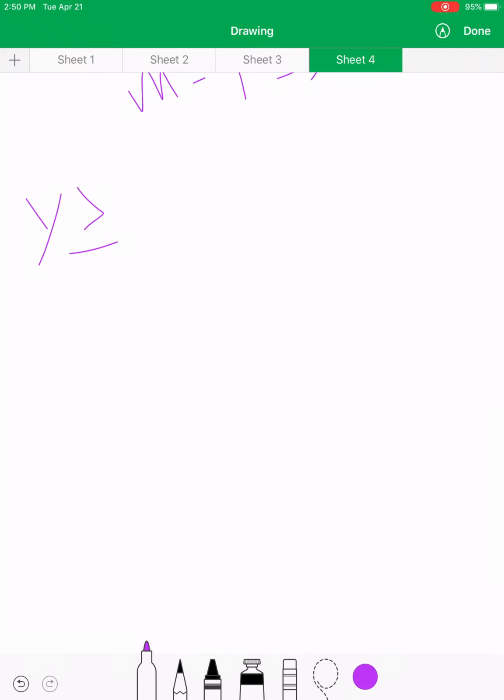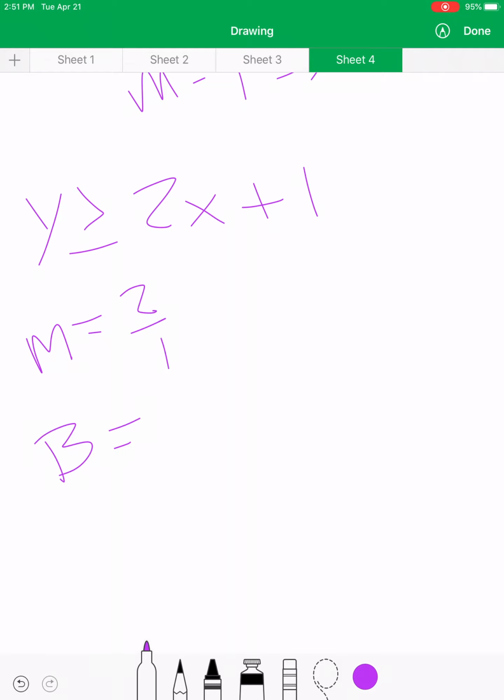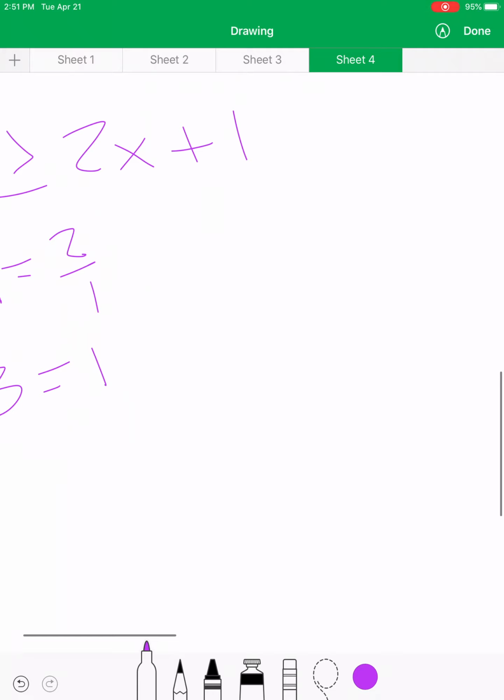Y is greater than or equal to 2x plus 1, all right? You work it, and now I'm back, okay? So, m, you should have said, was positive 2 over 1. B equals 1. All right? Remember, every slope can always be written over 1.